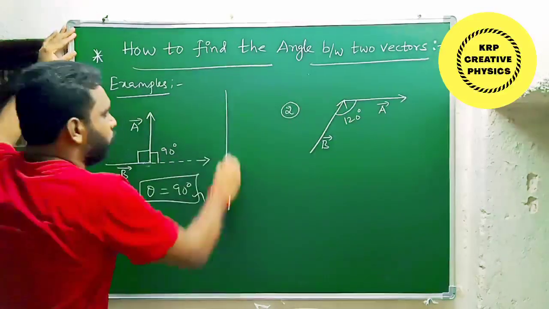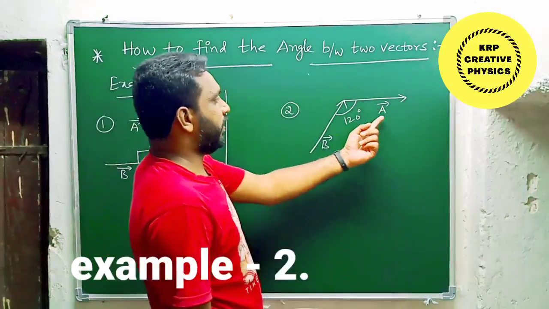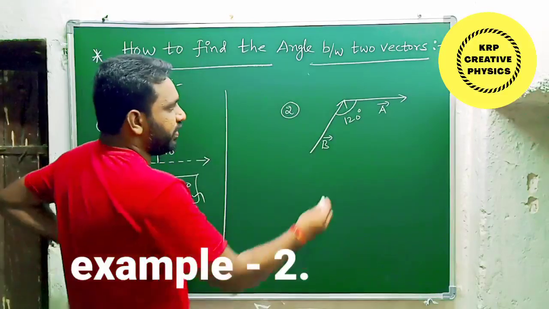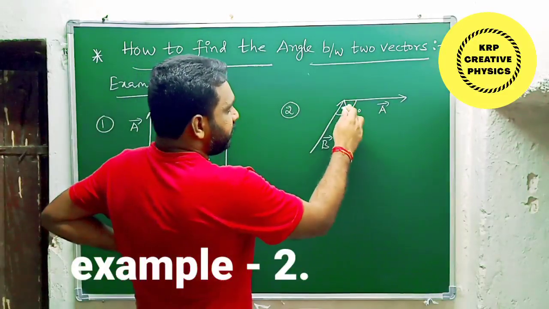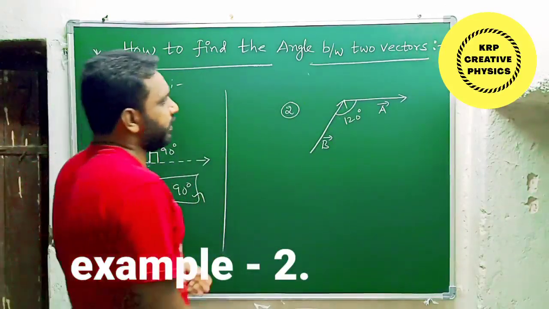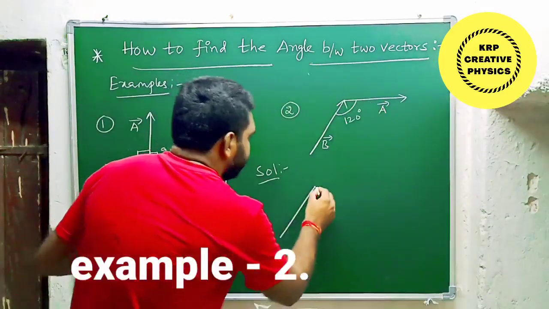And next we'll move on to the second problem here. We need to find the angle between vector A and vector B. So this is vector A and vector B. Just try to observe here. Here the given angle is between head and tail. Head and tail means it is not considered as the correct angle. So what we need to do? Just we need to extend this one.